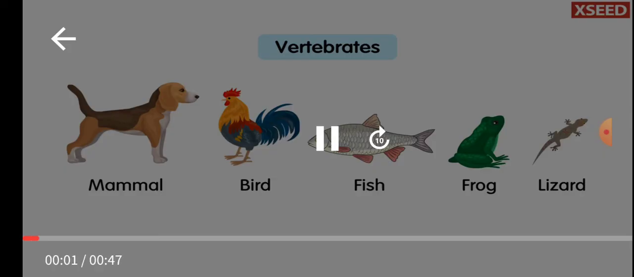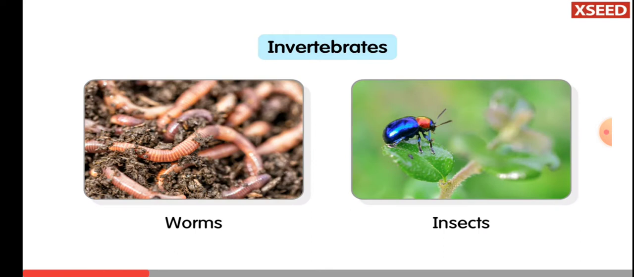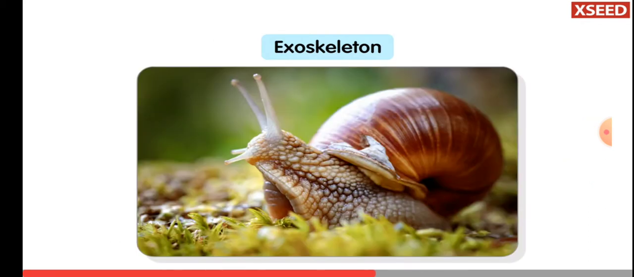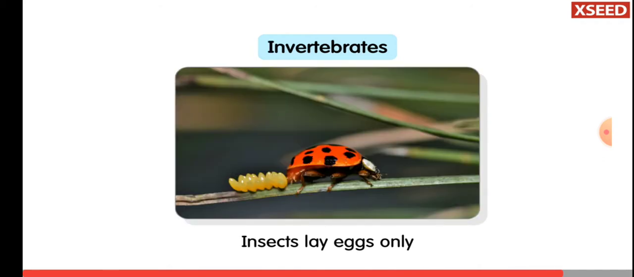Now watch the video. Animals that have backbones are called vertebrates, while the animals that do not have backbones are called invertebrates. Vertebrates have hard internal skeleton, while some invertebrates have exoskeletons. Vertebrates can be oviparous and viviparous, while most invertebrates are oviparous.